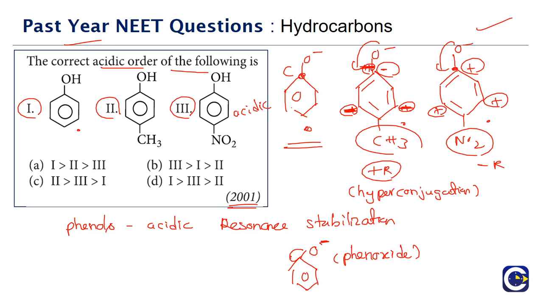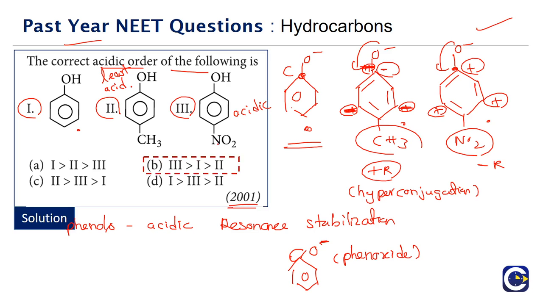The delocalization in the paramethyl compound will be lesser than in phenol itself, means compound 2 is going to be the least acidic. So the correct order will be: 3 will be the most acidic, then comes 1, then comes 2. 2 will be the least acidic. The correct answer for this is option B.